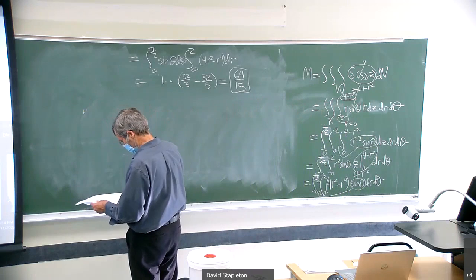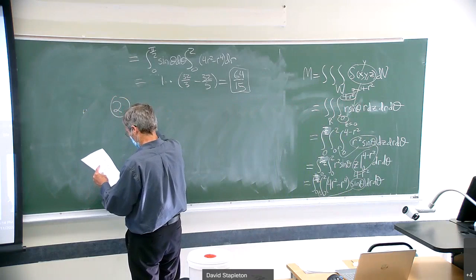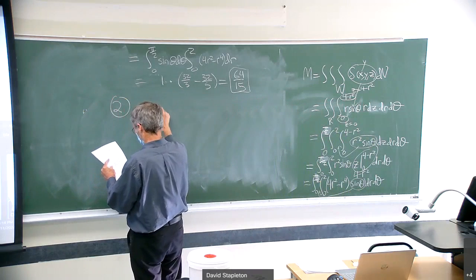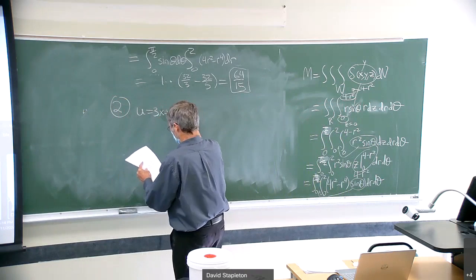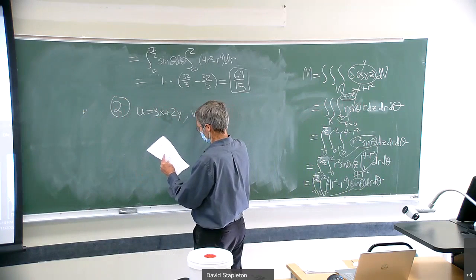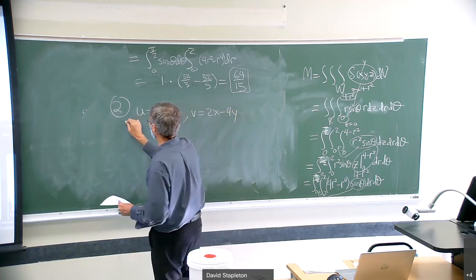Second one says, suppose u equals 3x plus 2y is a coordinate change. This one's a linear change. v equals 2x minus 4y. Solve for x and y.